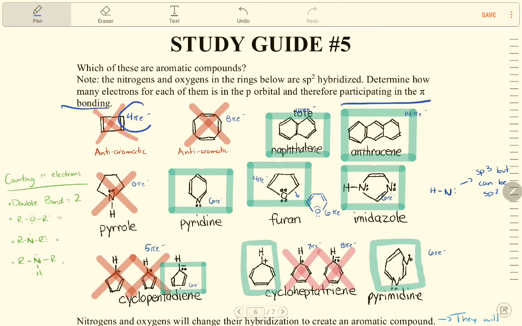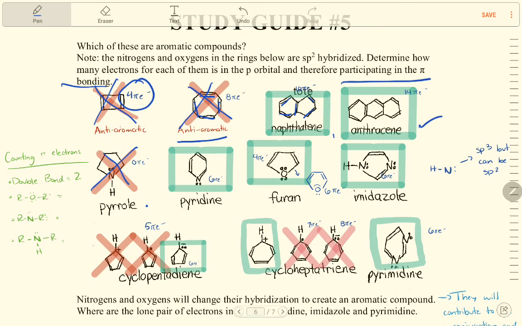So in this one, 4 pi electrons, so anti-aromatic, no. In this one there are 8 pi electrons, 1, 2, 3, 4, so it's anti-aromatic. This is 1, 2, 3, 4, 5. This is naphthalene. This is 14 pi, anthracene. This is pyrrole, and that is not aromatic. Cyclopentadiene, that is not aromatic.